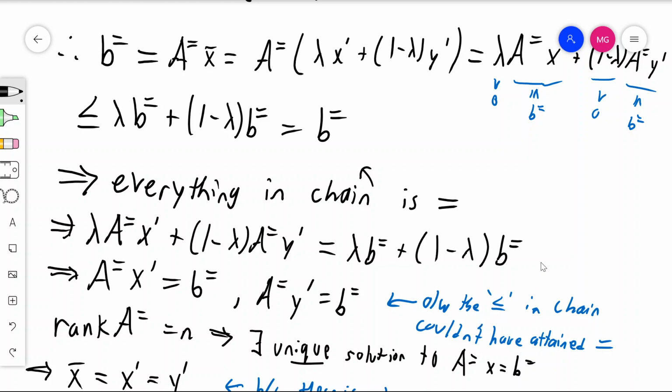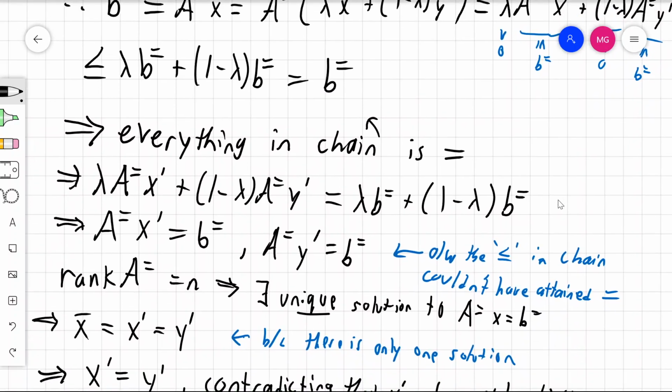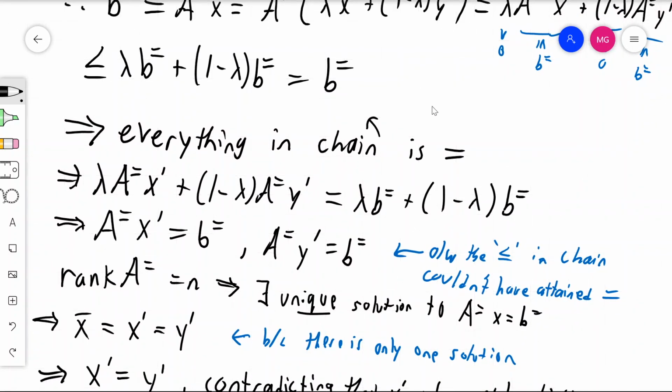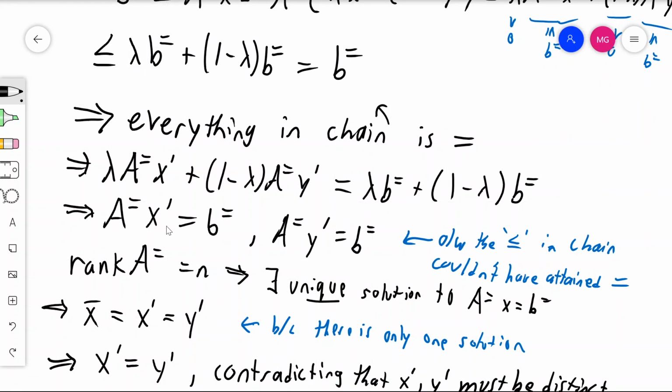This comment is just reiterating that. Otherwise this less than or equal to in the chain couldn't have attained equality, but it did because we started and ended with the same term. So we're able to deduce that A equality x prime equals b equality, and A equality y prime equals b equality as well. But remember, we're assuming that the rank of this matrix A equality is equal to n. In other words, this matrix A equality has full column rank, so all the columns of A equality are linearly independent.